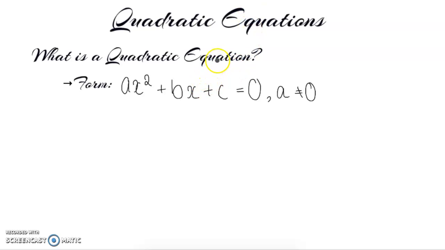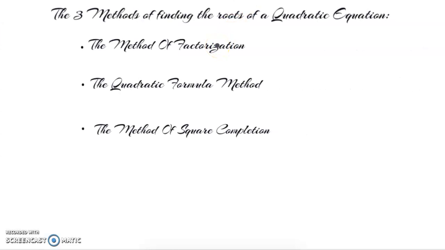Before we move on to our three methods of finding the roots of a quadratic equation, we need to understand the definition of roots. Roots are values you can substitute for x in a quadratic equation, and when you do all the calculations, the whole quadratic equation should sum up to 0. Moving on to our three methods: the method of factorization, the quadratic formula method, and the method of square completion.